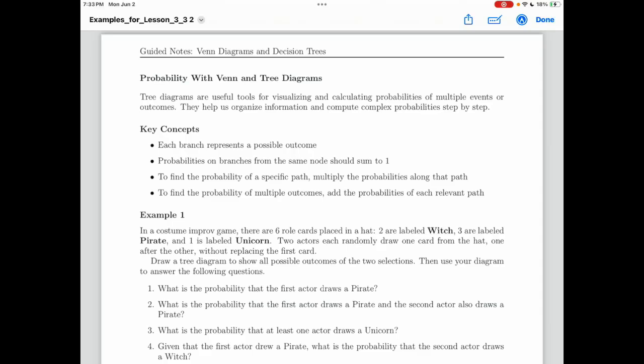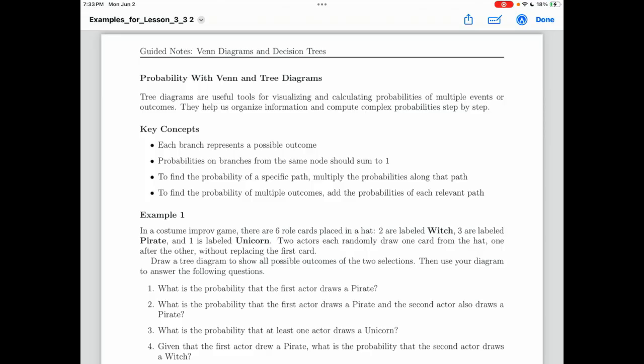Hello, everyone. In this lesson, we're going to talk about two powerful tools for understanding probability. We have tree diagrams and we have Venn diagrams. In example 1, we're going to look at tree diagrams, and in example 2, we're going to look at a Venn diagram. Both of these tools help us organize the information so that we can solve more complex probability problems.